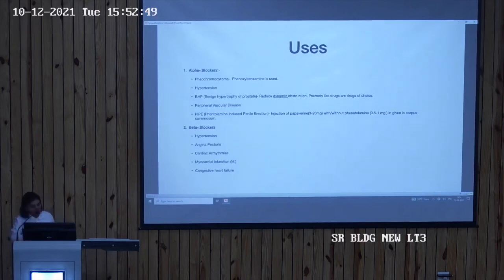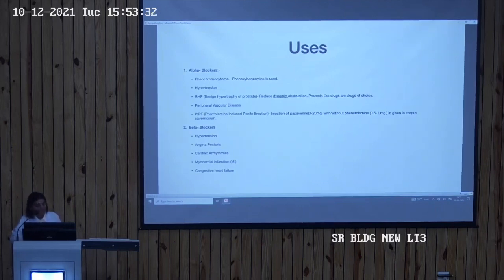Uses of alpha blockers and beta blockers. Alpha blockers are used in pheochromocytoma. In this, phenoxybenzamine is used because it is non-reversible. When something is non-reversible and attaches to the receptor, it has a long-term effect. Then we use it in hypertension, since alpha 1 receptors cause vasoconstriction. So in order to vasodilate, we can give alpha blockers that will reduce the blood pressure.